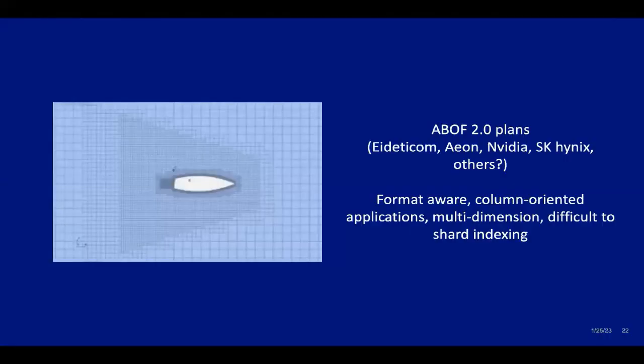Okay, our last topic here will be ABOF 2.0 plans. This is continuing the work we've already done with those partners, maybe adding a few more partners, but to do a data-aware offload for our complex applications. These are column-oriented in nature rather than record. They're multidimensional, and queries will want to be able to query in multi-dimensions. So it's quite big, complex, pretty difficult to shard. So we'll run through that.